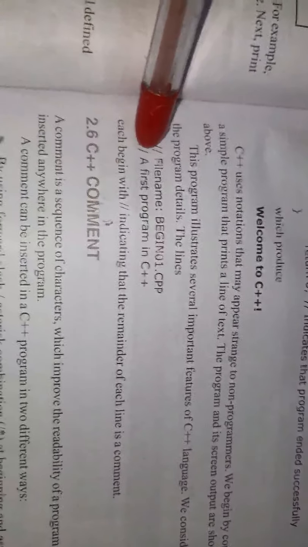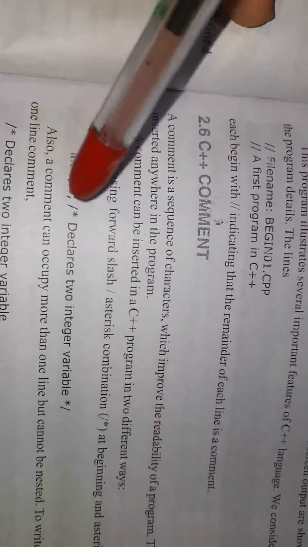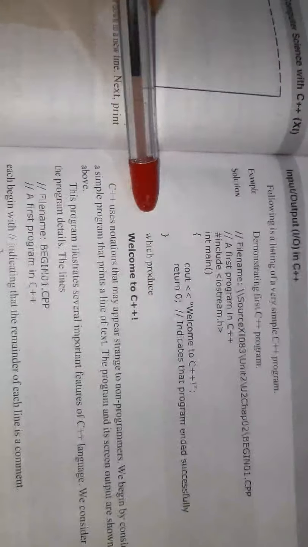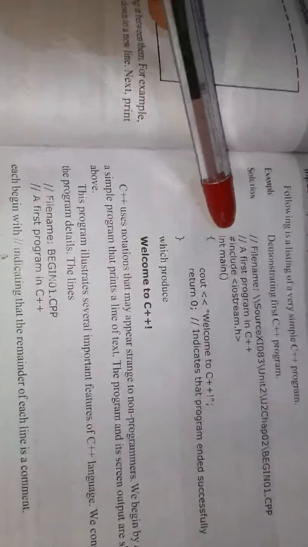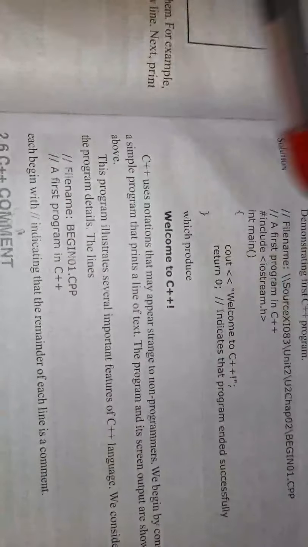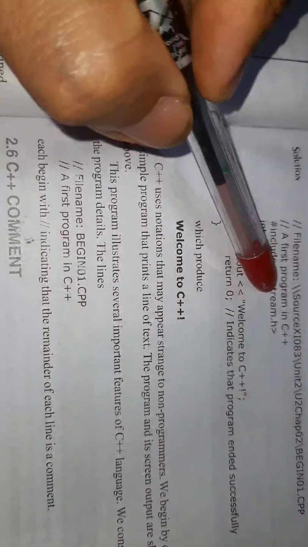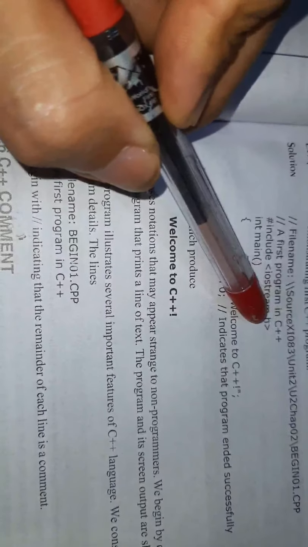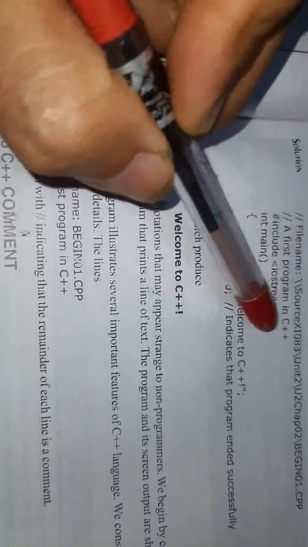This is a single line comment, and this is a multi-line comment that ends with slash, asterisk, asterisk, and slash. In this program we saw the header file, the hashtag include, with iostream.h within the angular brackets. This is your iostream, the file name. The .h stands for header file, so this file is a header file.